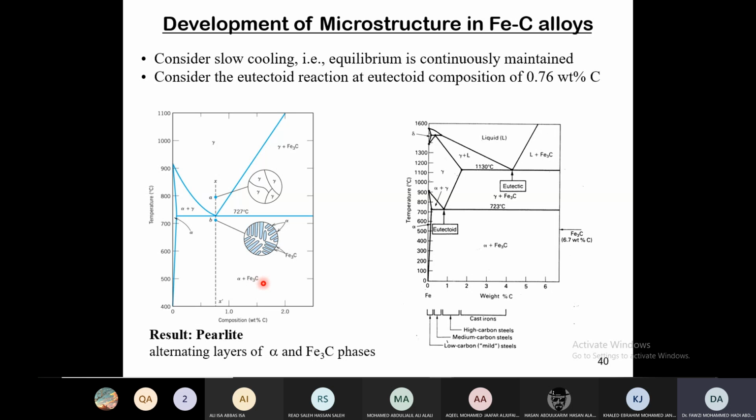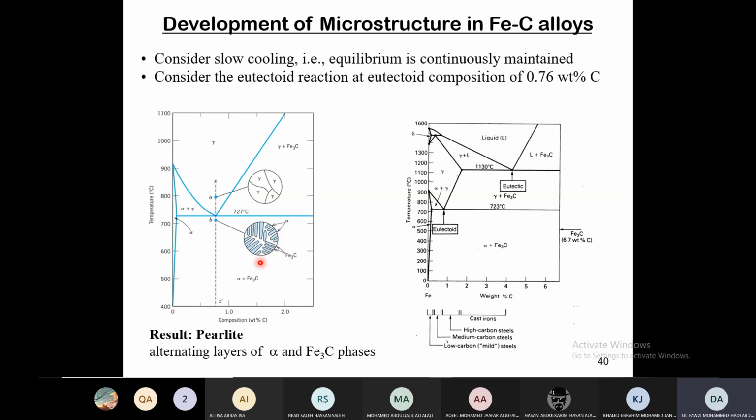But this has a very high concentration of carbon. It has 6.7% by weight carbon, and it does not form except at that, because we already said that this is a compound basically, and it forms only at 6.7% carbon, not at any other composition.